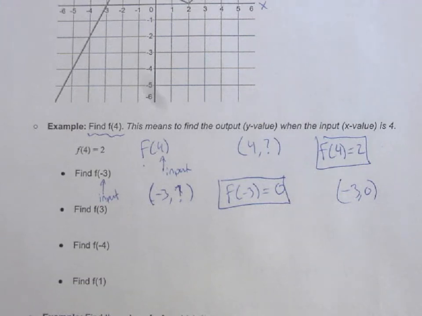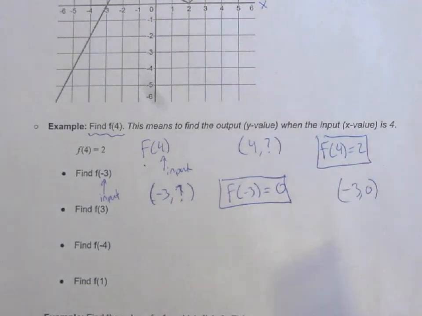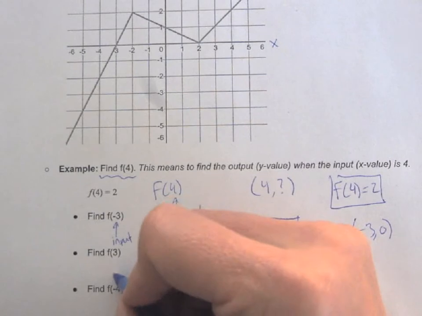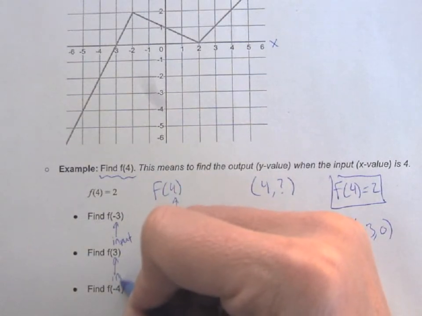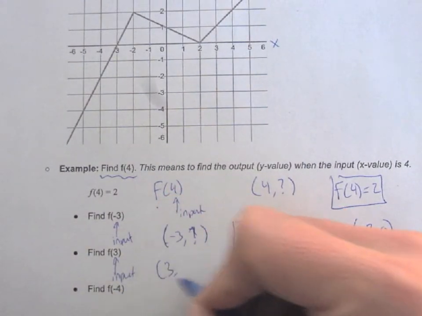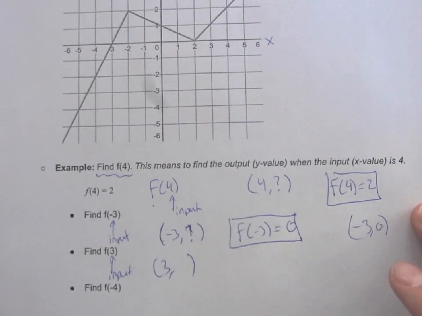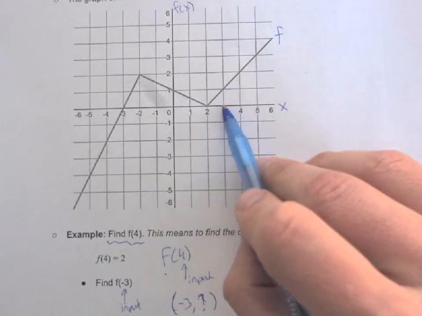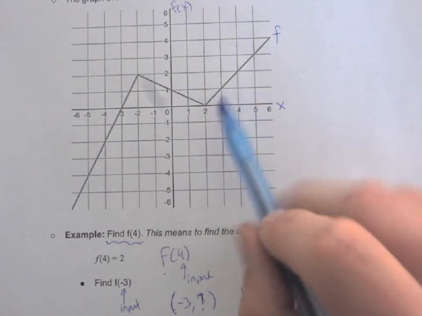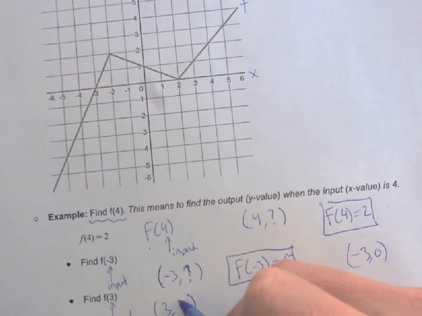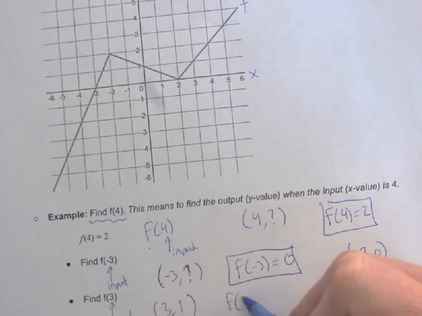Okay, coming back from pausing, what you should see here is f of 3, input is 3. This is the input, which means we have a point that's 3 comma something, right? Input is the x value. So we go over here to the x, and we look for our function at x equals 3, and it's up at 1. So 3 comma 1. That means f of 3 equals 1.